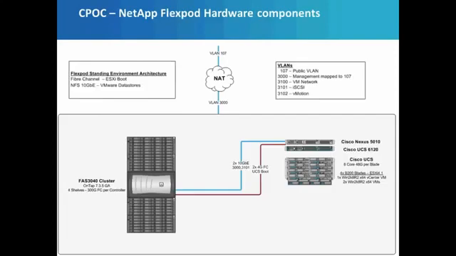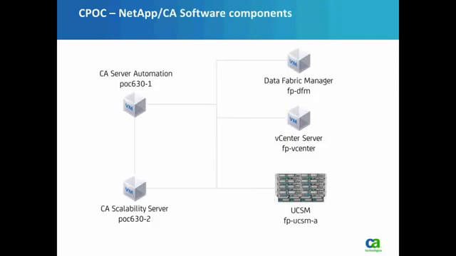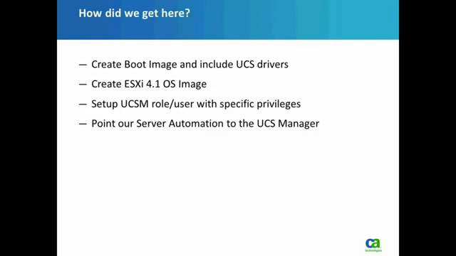the POC components. So we actually used a small FlexPod, which was already loaded with an ESX server and a couple of management VMs. The CPOC itself already had Data Fabric Manager, UCS Manager, and vCenter loaded, and we installed the CA Server Automation components on 2 additional VMs. So using our OS installation module, we created a UCS boot image as well as an ESXi OS image. We also had to configure a user in the UCS Manager, which would allow us to perform certain UCS management functions. And we also pointed our software to the UCS Manager.